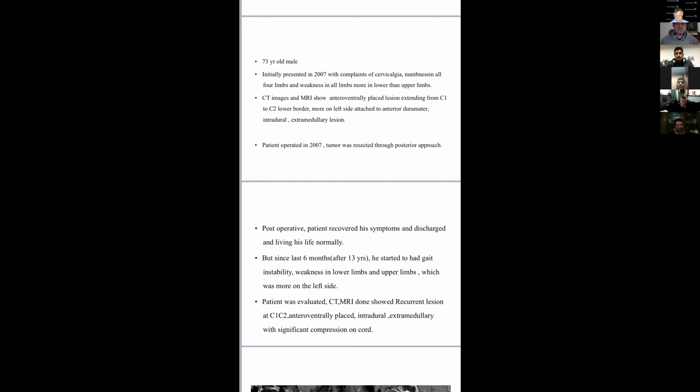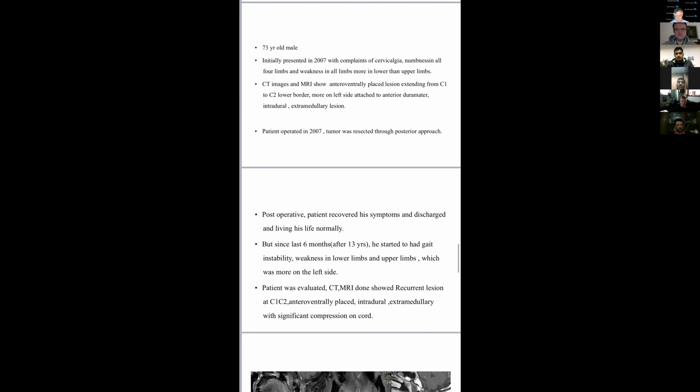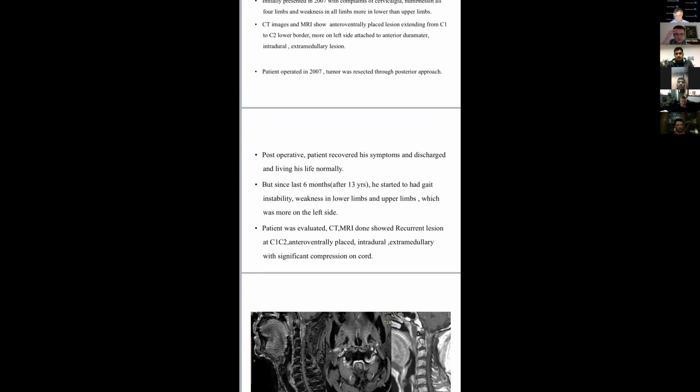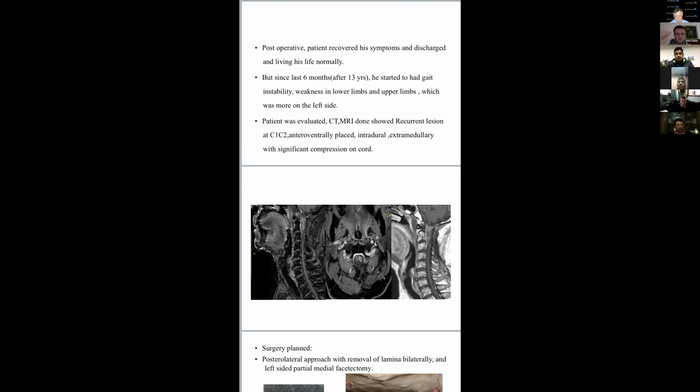Patient was evaluated. CT and MRI done show a recurrent lesion at C1, C2, anteroventrally placed, an intradural extramedullary lesion with significant compression of the cord. So these are the MRI images of the recurrent tumor which we saw. Tumor is anteroventrally placed, more on the left side, around the C1, C2 region.